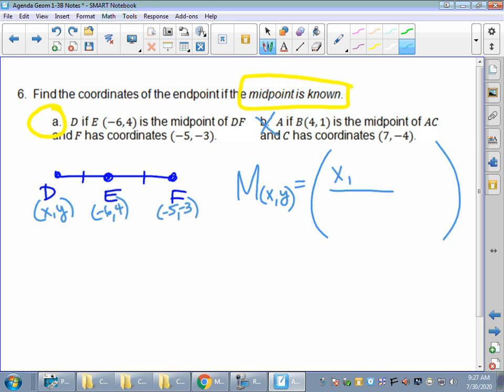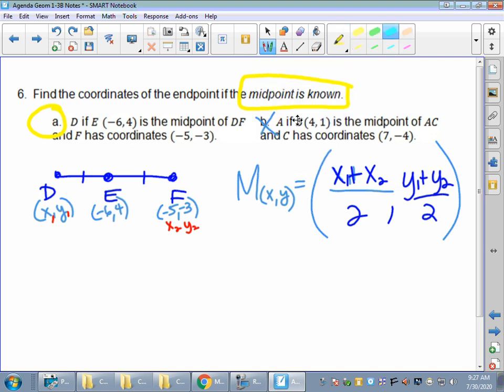So we're going to add up our x's, divide by 2: x1 plus x2, y1 plus y2. But this time, when we did the last problem, we knew the x1 and the x2, right? We didn't know the midpoint. We've got a different unknown. We're going to divide this up into two little problems. So this would be our x2 and y2. This is our x1 and y1, and our midpoint we know.